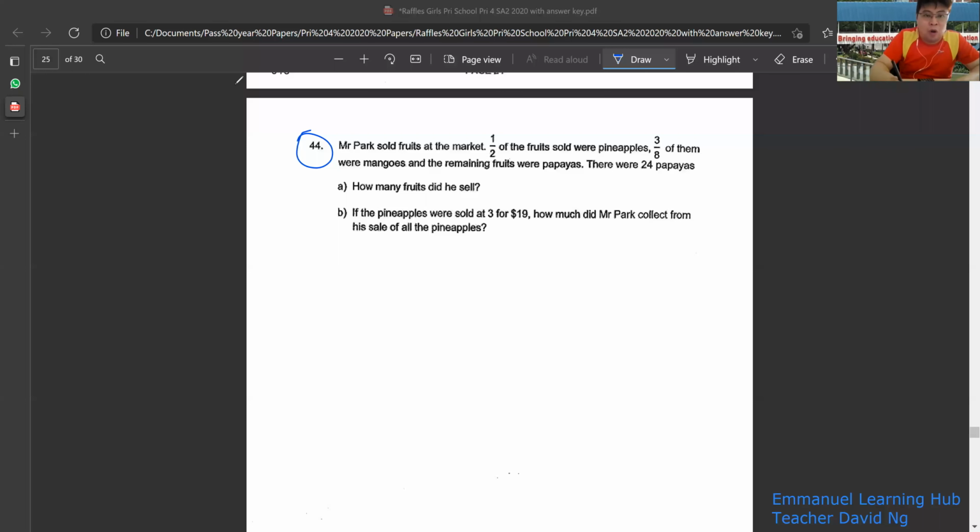Okay, question 44. Mr. Park sold fruits at the market. Half of the fruits sold were pineapples. 3/8 of them were mangoes, and the remaining fruits were papaya. There were 24 papayas. How many fruits did he sell? So you have the number of fruits.